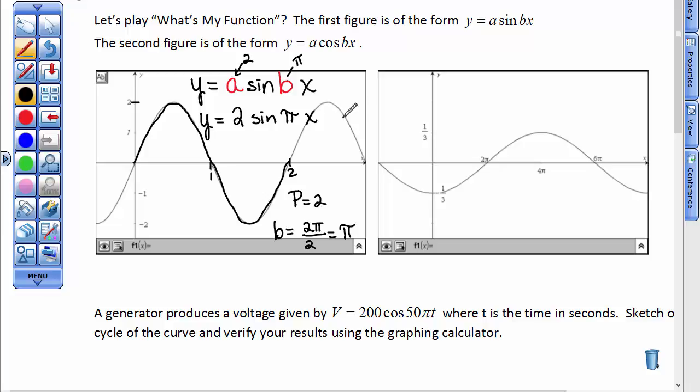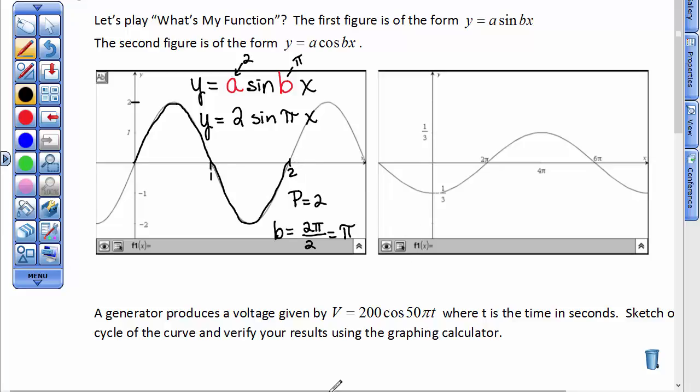Make sure you put zoom trig, or you could actually open the window to go from 0 to about 3 on the x-axis and maybe 0 to 3 on the y-axis, and you'd hit your trace key, and right here when you cross that axis you'd find out that x is 1, and then when you got back here x would be 2. So you could find those spots and trace this curve.